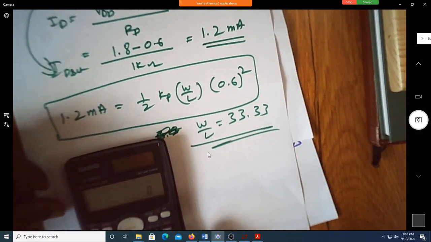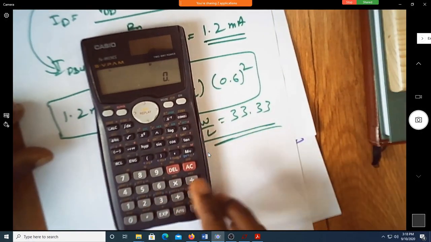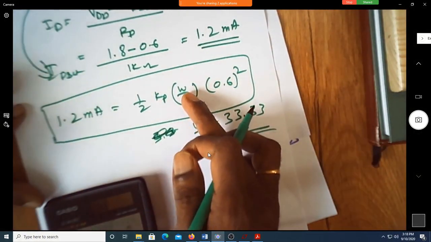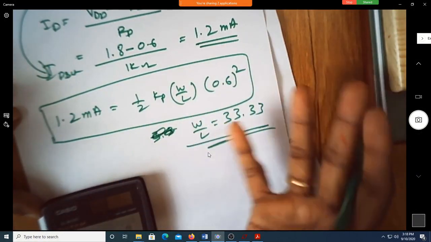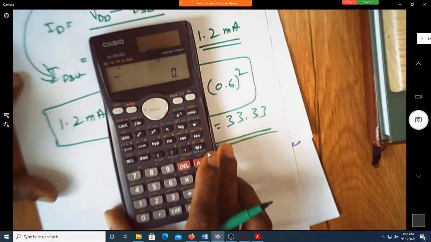What you can do is, I'll show you how to operate the calculator. Instead of taking this onto the left hand side, putting all these onto the right hand side, all those things you can just forget. So let me show you.